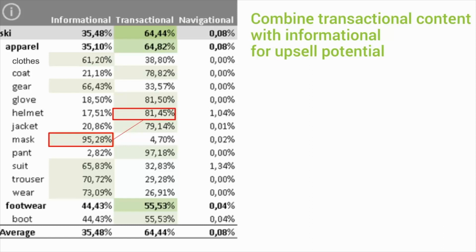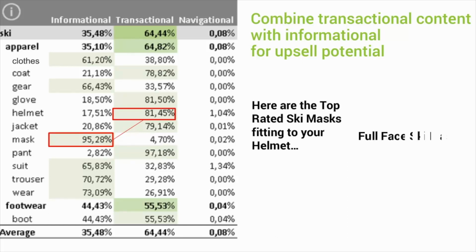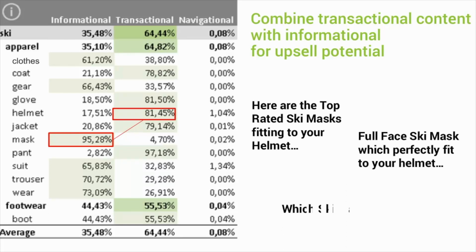And what you can actually do on both sides is you have a nice landing page copy where you inform about different masks and the specifications of different ski masks, and you can actually put in some conversion triggers there, which say here are the best helmets fitting to it, or here are the top-rated ski masks fitting to your helmet, or full-face ski masks which perfectly fit to your helmet, or which ski masks to combine with which helmet, and vice versa as well, right?